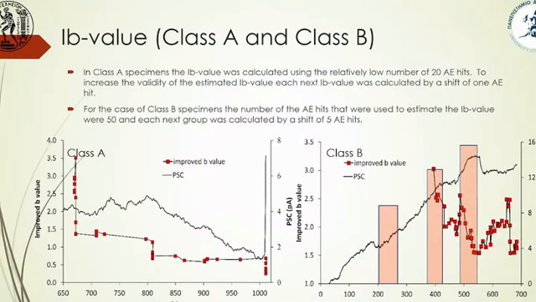I should mention first of all that in class A specimens, the b-value was calculated using a relatively low number of 20 acoustic emission hits, and each next Ib value was calculated by a shift of 1 acoustic emission hit. Whereas for the class B specimens, the number of acoustic emission hits used was 50, and each next group was calculated by a shift of 5 acoustic emission hits. This was done because in class A specimens, those with high porosity, the total number of acoustic emissions was lower than in the class B specimens.